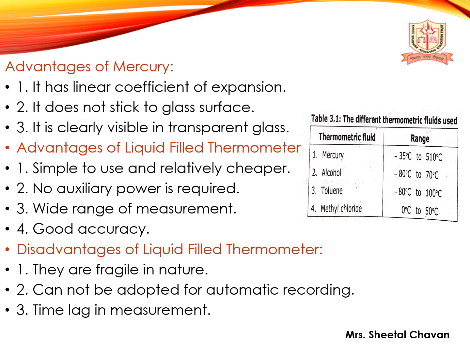Then table number 3.1 shows the different thermometric fluids used. So the list of thermometric fluids is there with the range of temperature. That is, mercury is having minus 35 degrees centigrade to 510 degrees centigrade. Alcohol is having range minus 80 degrees centigrade to 70 degrees centigrade. Then toluene is minus 80 degrees centigrade to 100 degrees centigrade. And methyl chloride is there. The range is 8 degrees centigrade to 50 degrees centigrade.